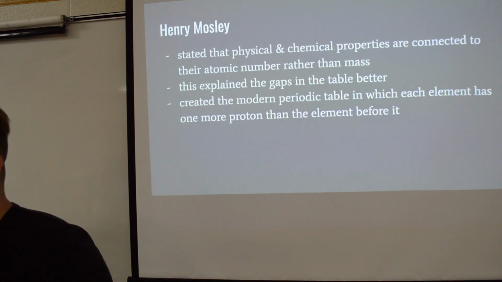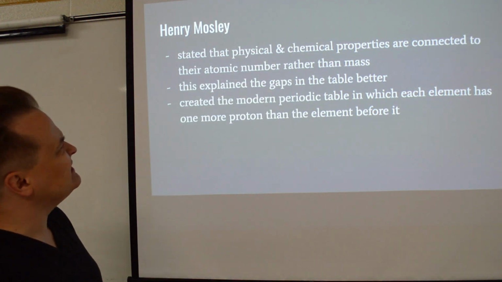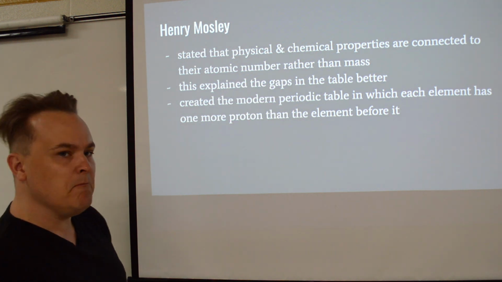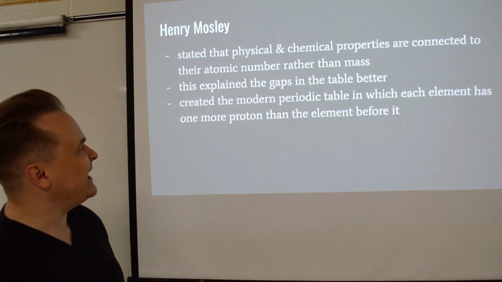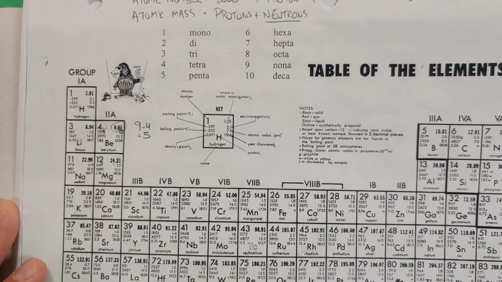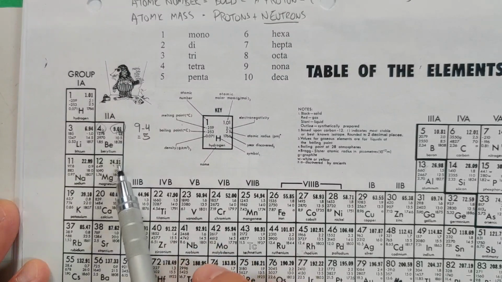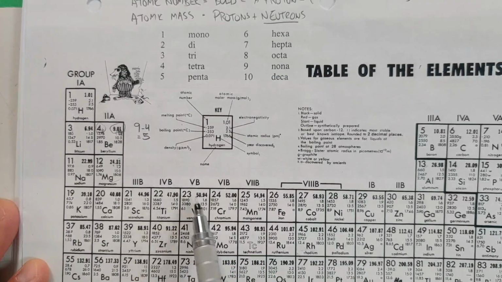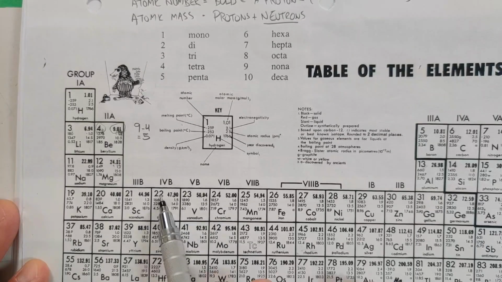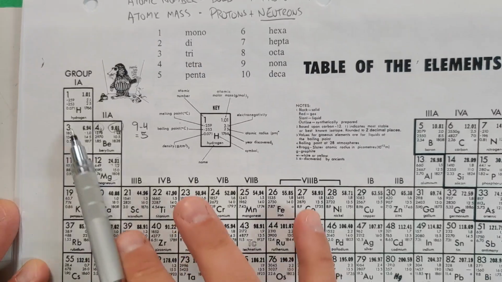All right. Moseley stated that physical and chemical properties are connected to their atomic number. So that's the big thing about Moseley. Moseley said, okay, Mendeleev, you were using the number on the right. You're using mass. Back it up, buddy. I think you need to use atomic number, the number of protons and electrons.